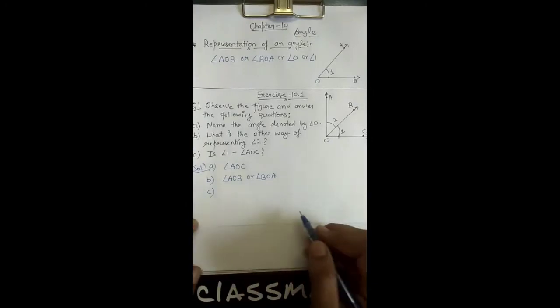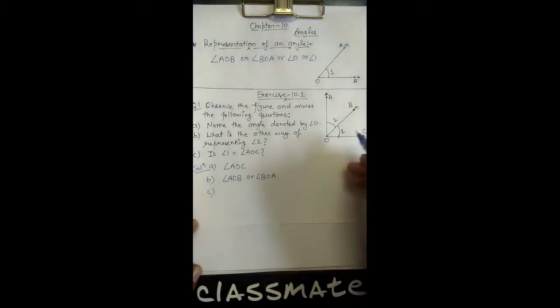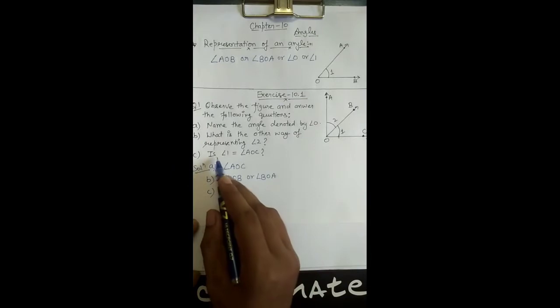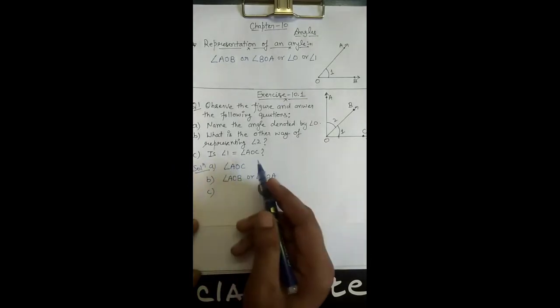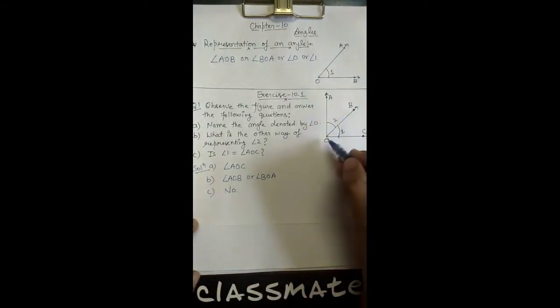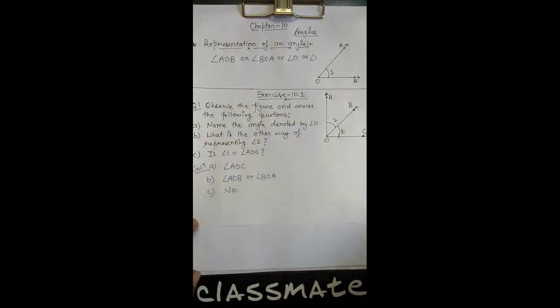Now part C, is angle 1 equal to angle AOC? Angle 1 is here, but it is between OB and OC, so it can be represented as BOC, and this is not equal to AOC. The question is asking whether angle 1 is equal to AOC or not. So the answer will be no, because this is equal to BOC. So this is the first question of this exercise, which is based on representing the angle.